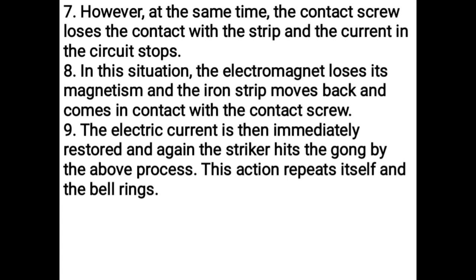In this situation, the electromagnet loses its magnetism and the iron strip moves back and comes in contact with the contact screw. The electric current is then immediately restored and again the striker hits the gong by the above process. This action repeats itself and the bell rings.